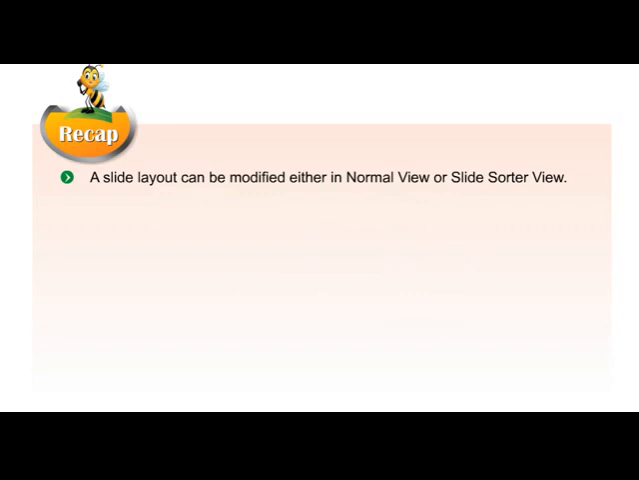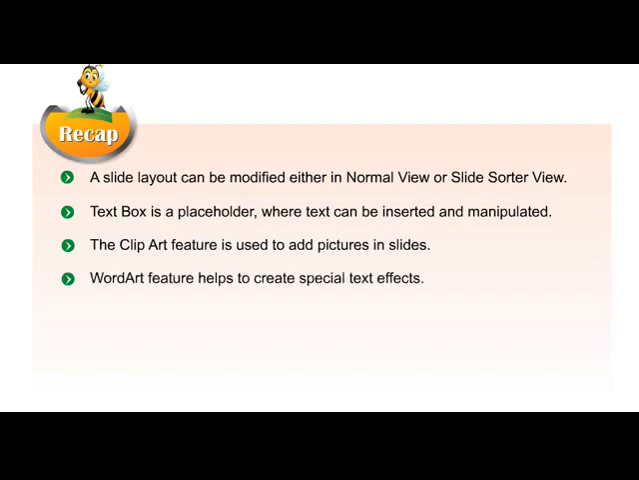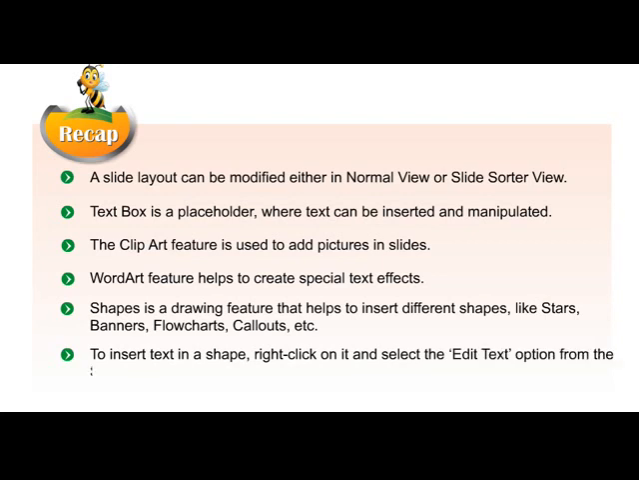Let us quickly glance through the key points discussed in this chapter. A slide layout can be modified either in normal view or slide sorter view. Text box is a placeholder where text can be inserted and manipulated. The clip art feature is used to add pictures in slides. Word art feature helps to create special text effects. Shapes is a drawing feature that helps to insert different shapes like stars, banners, flowcharts, callouts, etc. To insert text in a shape, right-click on it and select the Edit Text option from the shortcut menu.